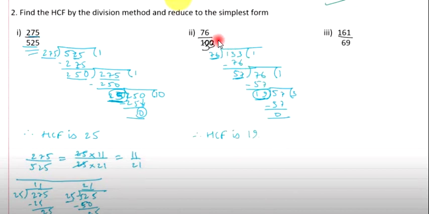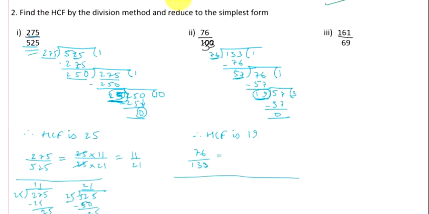Now write the fraction 76 upon 133. Divide this fraction by 19. And hence the reduced form I have is 4 upon 7. Let's go to the last sum now. Follow the procedure. Write the smaller number as the divisor.